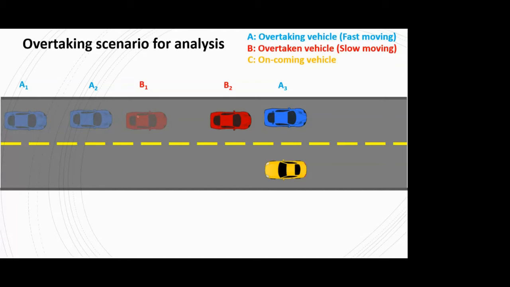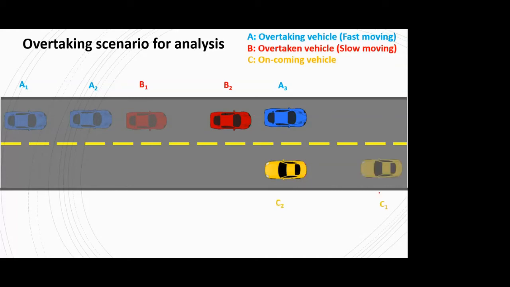So B1 is the initial location of your overtaken vehicle or slow moving vehicle, and B2 is the final location. So final location as in the location when the overtaking operation was completed. Okay, final location means it's not coming to a rest, it's still moving, but I have just considered it, I have freezed the frame or paused the frame. Okay, so that's the final location.